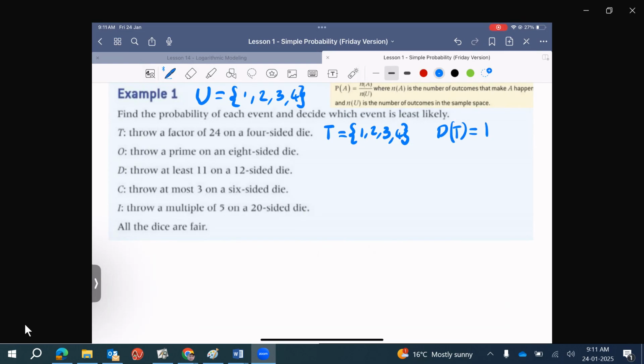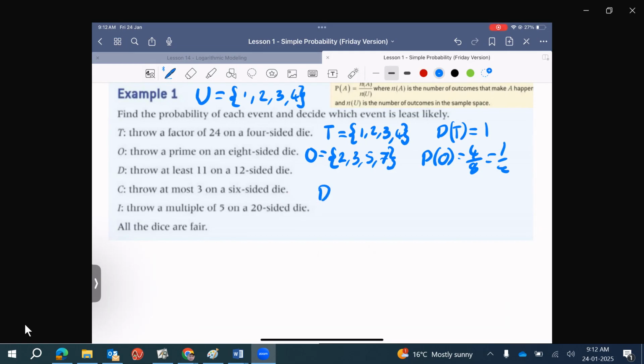Throwing a prime number on an 8-sided die. So this time, the set O, 8-sided die, we're going to have the prime numbers 2, 3, 5, 7. So here the probability of event O is going to be 4 over 8, a half.